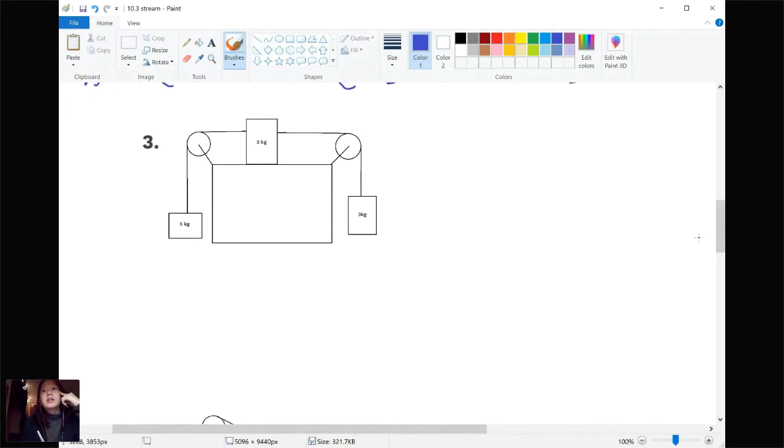You see we're getting a little bit more complex here. So we have two blocks, right? 5 kilograms times 10 meters per second squared. So this is going to be the force of gravity, which is just going to be 3 kilograms times 10 meters per second squared. And you have tension force. So tension is going to be the exact same everywhere.